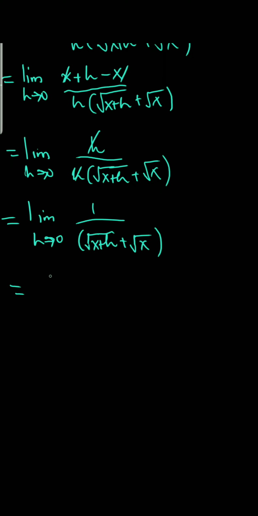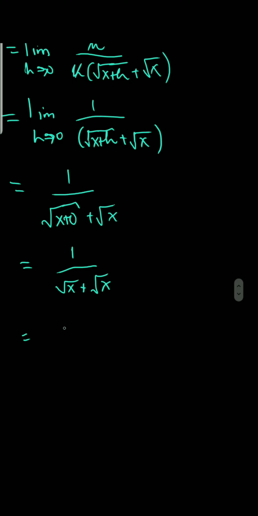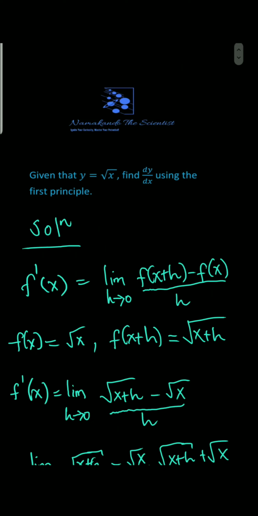Now what we're going to do is, wherever there's h, we're going to substitute 0, so we're simply going to have 1 over square root of x plus 0, then plus square root of x, like that. So this will give us 1 over the square root of x plus the square root of x. So this will further simplify to 1 over, since these are like terms, 2 square root of x as our answer. So this is the answer to our problem.